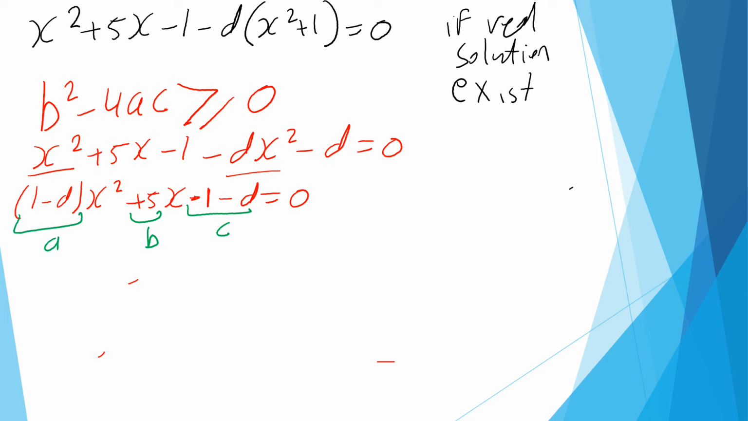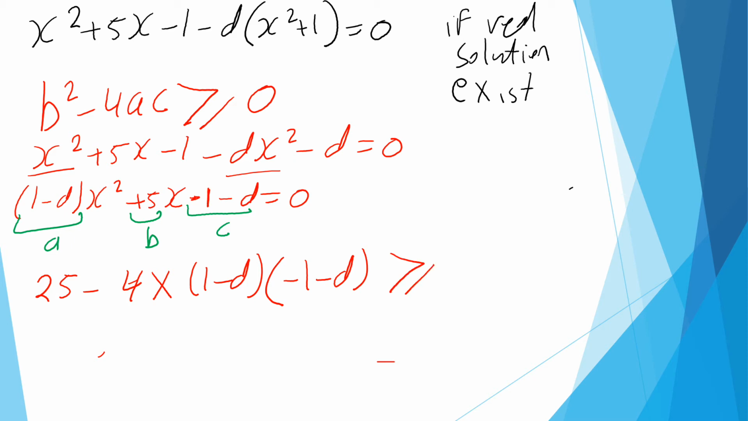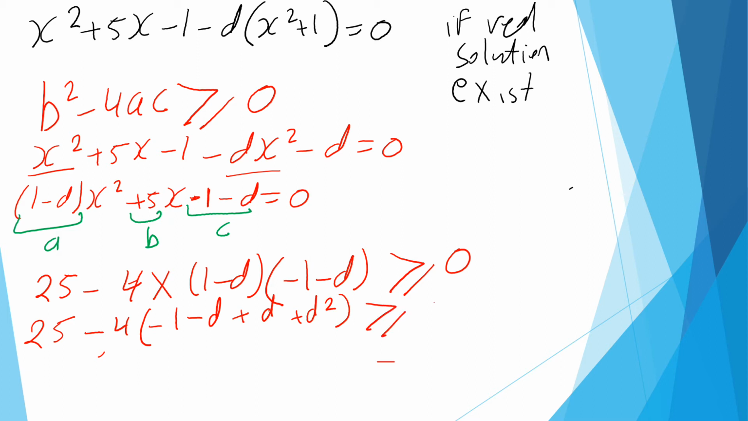Now I can substitute. So b squared is 25 minus 4 times a, which is 1 minus d, and c is negative 1 minus d. And I want to make it greater than or equal to 0. So we will expand. So I've got negative 1, negative d, positive d, and then positive d squared, greater than or equal to 0. These two will simplify, and expand the 4 as well.